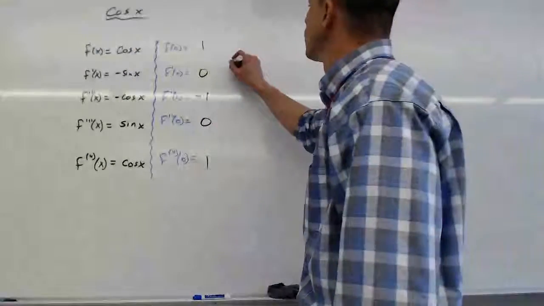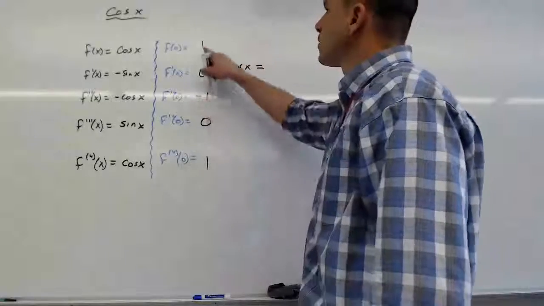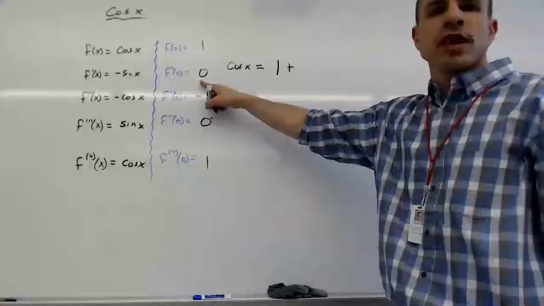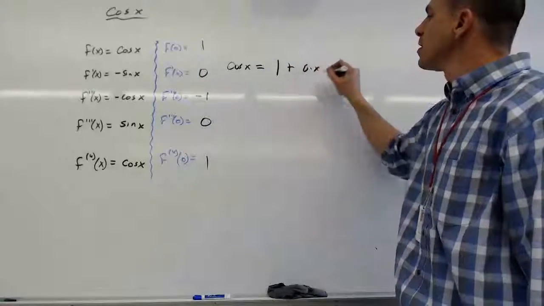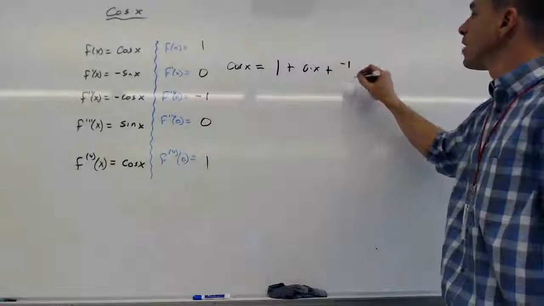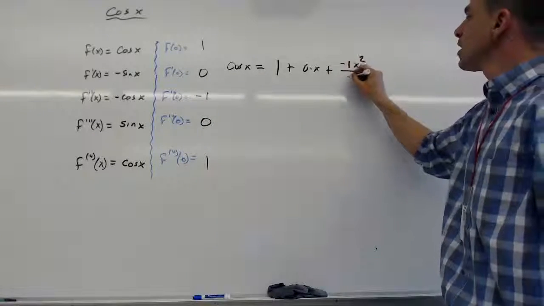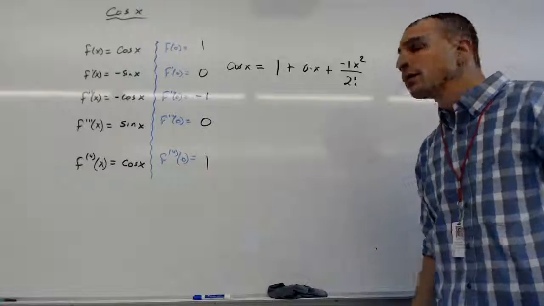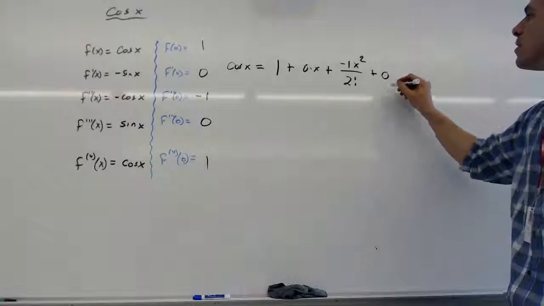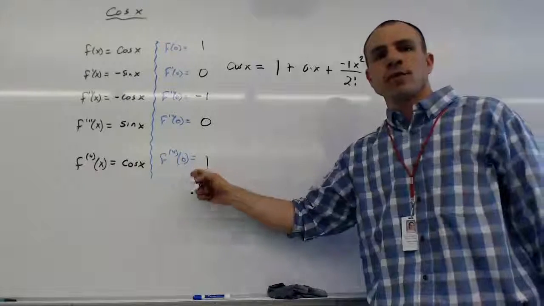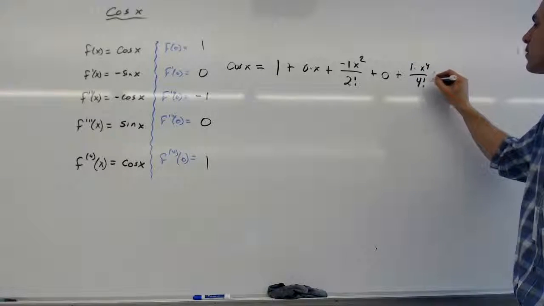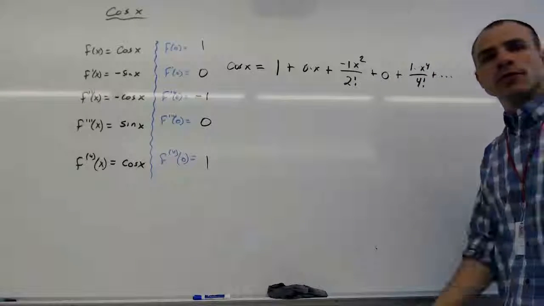Cosine of x. Our first term is 1, f of 0, plus f prime of 0 times x, so we have 0 times x here, plus, now we have negative 1 as our coefficient, we need x squared, and it's got to be over 2 factorial, plus, now we need our x cubed term, which is going to be 0, plus, now we need our x to the 4th term, so that's going to be 1 times x to the 4th over 4 factorial, plus, so on and so forth.